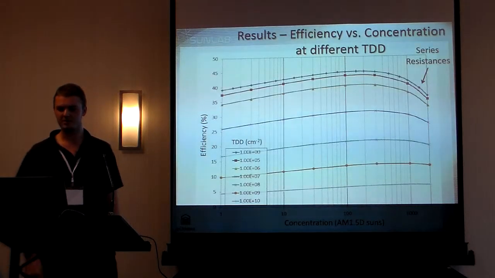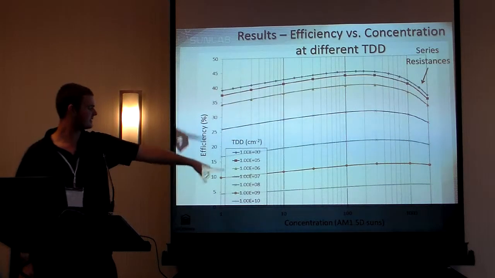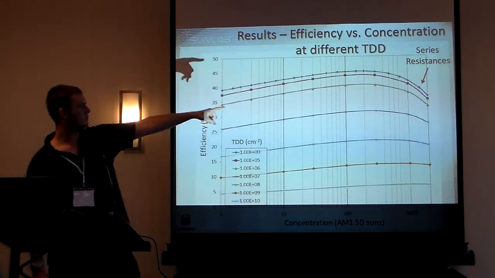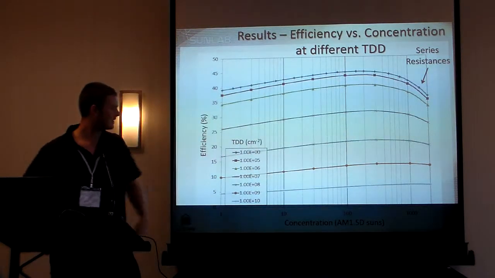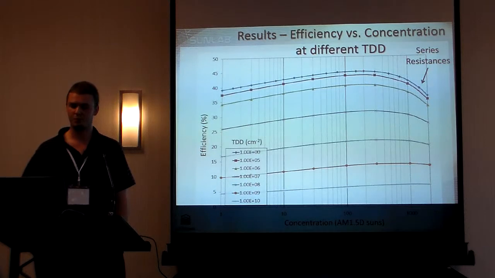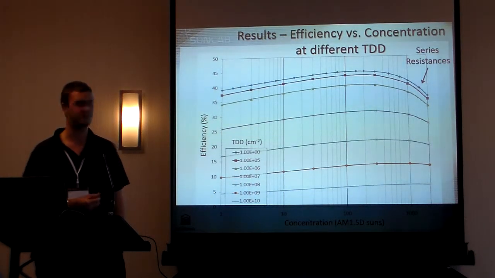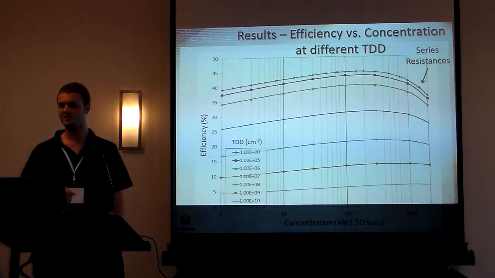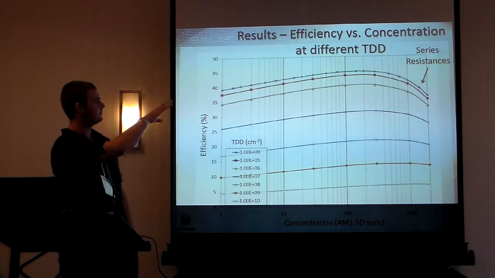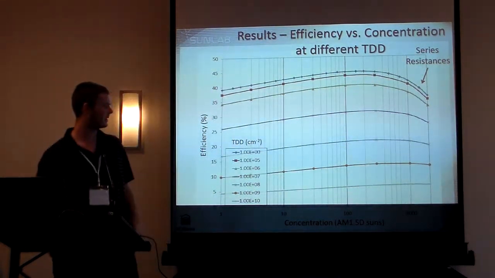So now we want to study this with concentration. So this is efficiency as a function of concentration at different TDD. What we see over there is that at really high concentrations, like 1,000 suns, we are producing a huge amount of current. And when these big currents are passing through the top contact, we need to include series resistance in our model. But we still have a maximum efficiency peak at a concentration of about 300 suns.